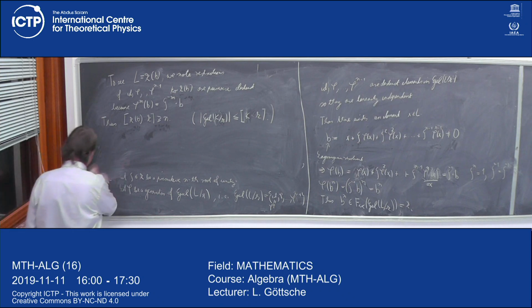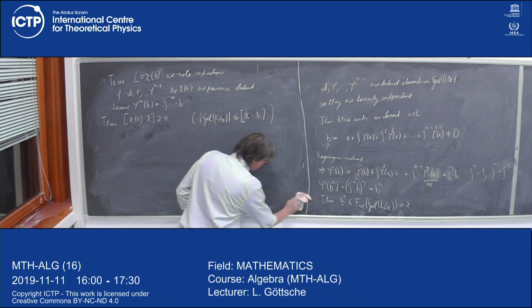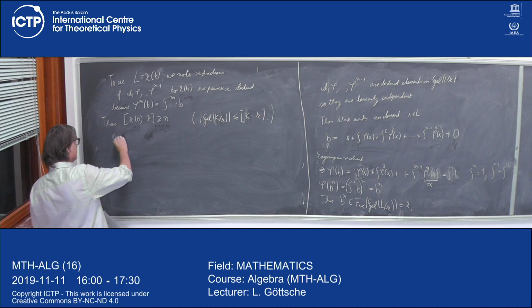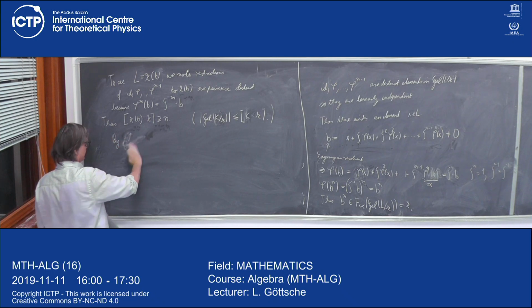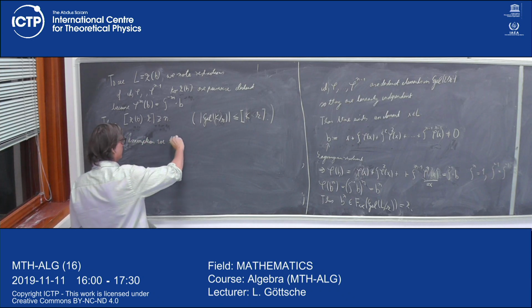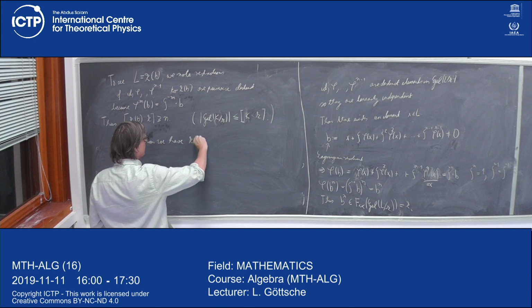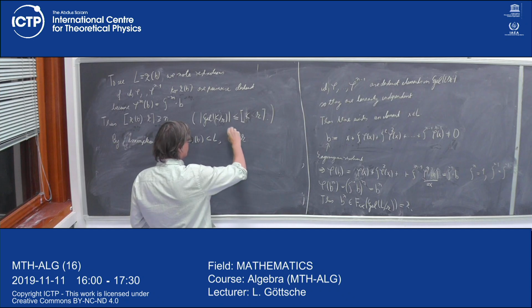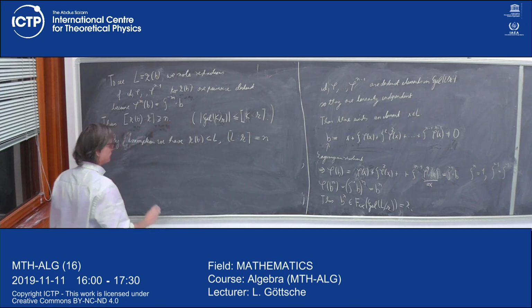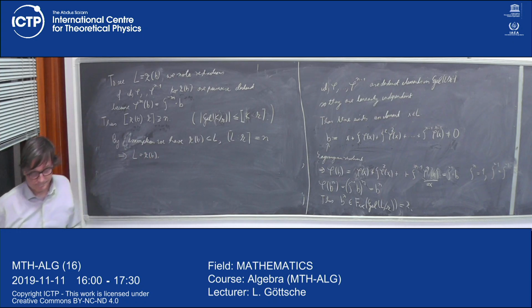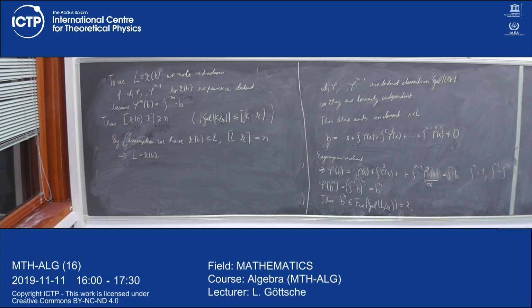Okay, so we have this degree is bigger or equal to n, and by our assumption kb is a subfield of L, and the degree of L over k is also n, so it follows that L is equal to kb. Okay, so this gives us this.